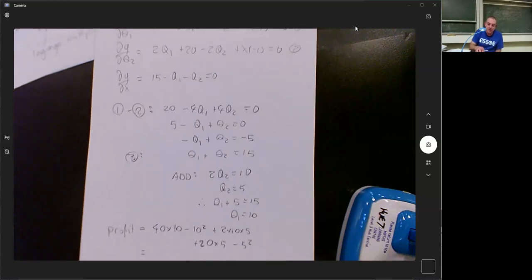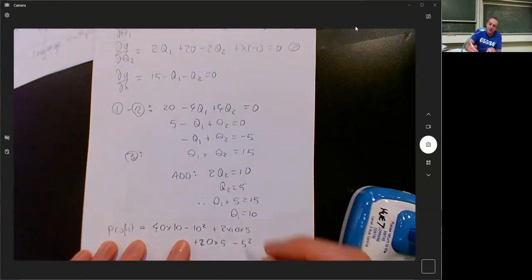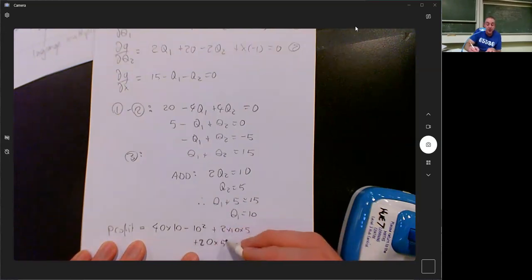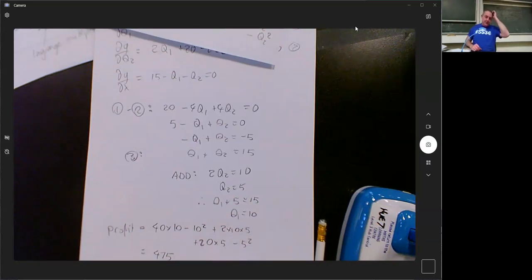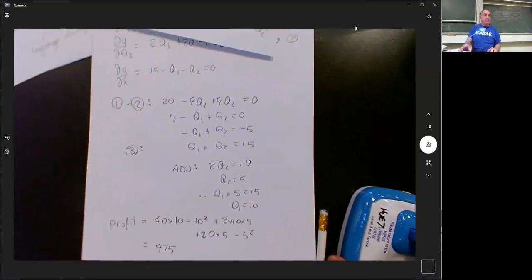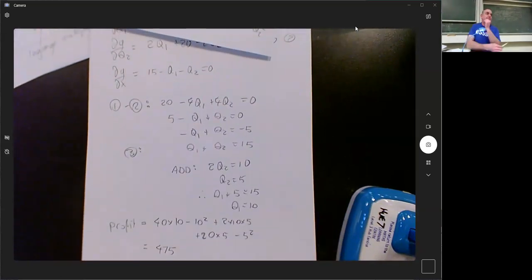400 minus 100 is now 300, plus another 100 is 400, plus another 100 is 500, minus 25 would be 475. I think if I'm extremely lucky, that's what calculators are for. So simplifying really long. Yeah. And that is the goal.